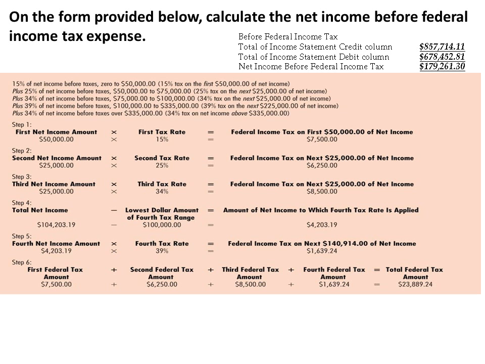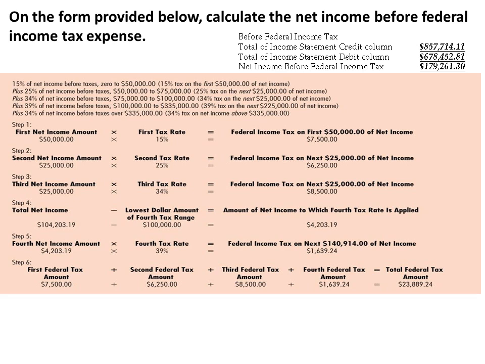After we've brought them over, we notice that the total of our income statement credit column was $857,714.11. The total of our income statement debit column, in other words our expenses, is $678,452.81. Net income before federal income tax, where the business made a net income, is $179,261.30. Now we have to actually calculate the tax, and we calculate it using this table.